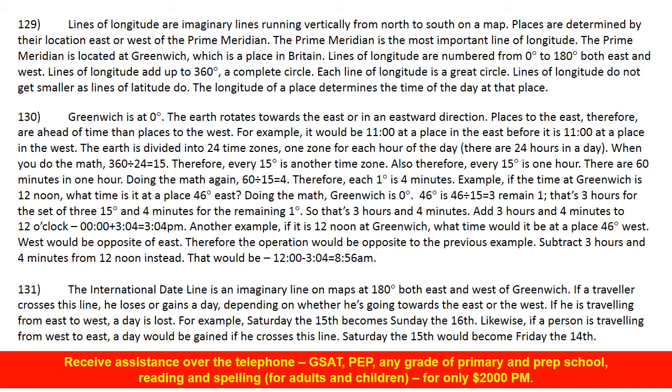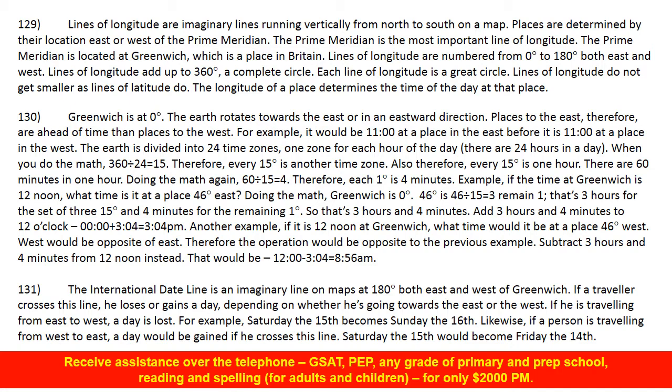The international dateline is an imaginary line on maps at 180 degrees, both east and west of Greenwich. If a traveler crosses this line, he loses or gains a day, depending on whether he is going towards the east or the west.